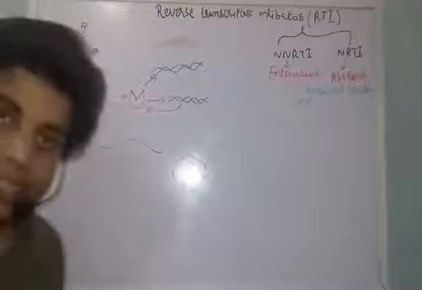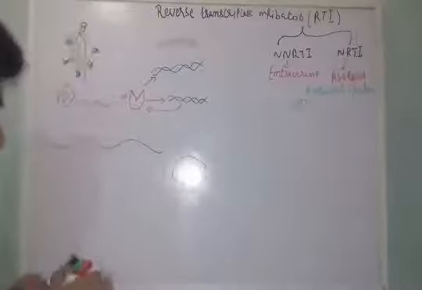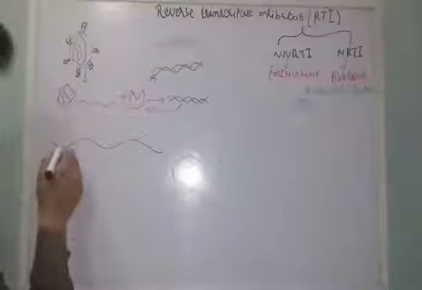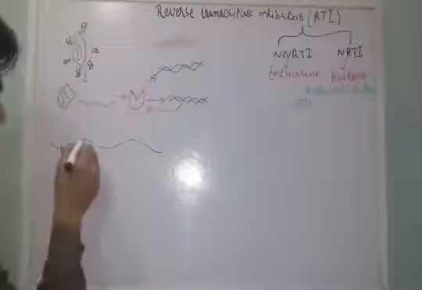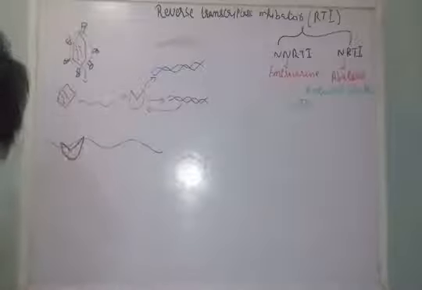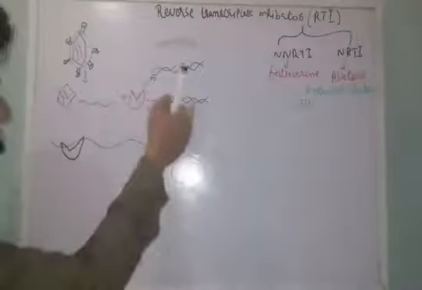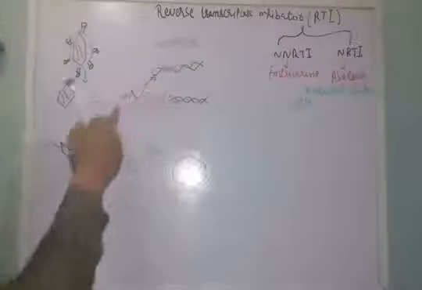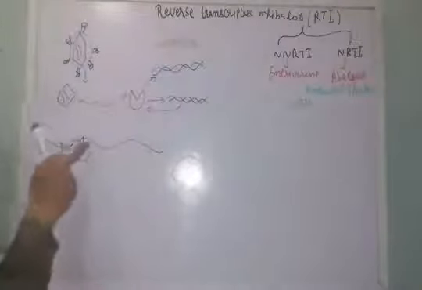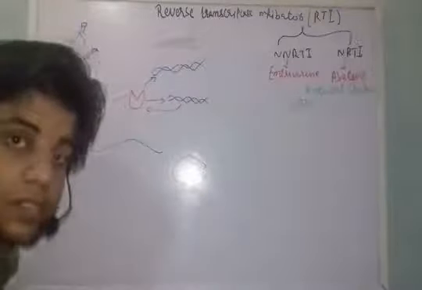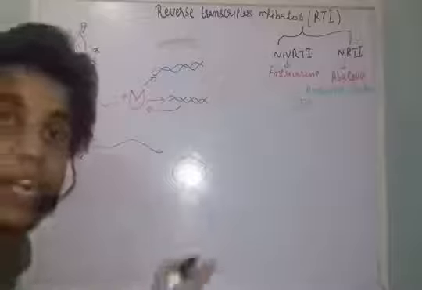This blue strand, let's suppose, what happens here? Let me draw the enzyme with a black marker. The enzyme will sit here. When the single stranded DNA again passes from here through this reverse transcriptase enzyme, it is for the purpose of making a double stranded DNA.